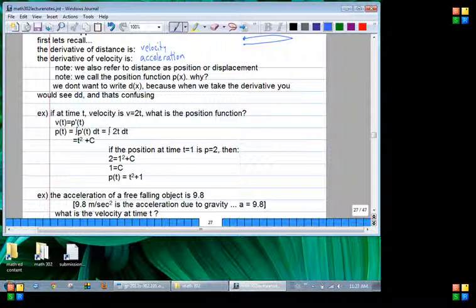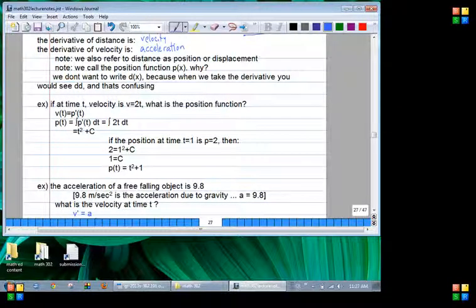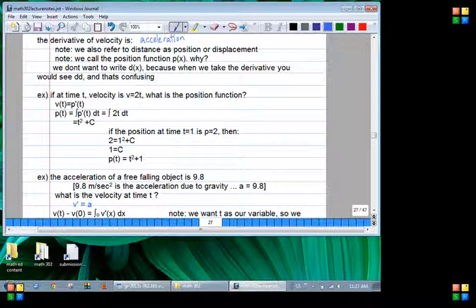Right. So what do you have to do? You have to integrate, exactly. So v prime is a. So previously we just did it the plus c way. Here I'm going to do it the fancy way using the full fundamental theorem of calculus statement.